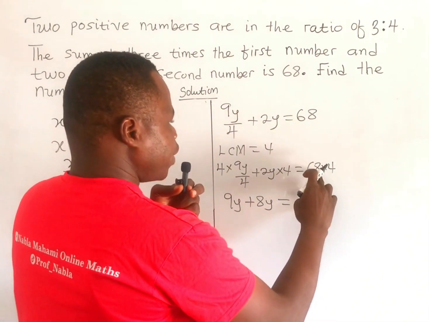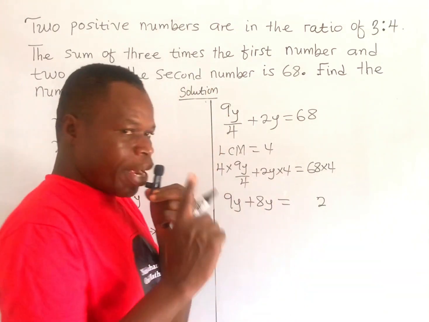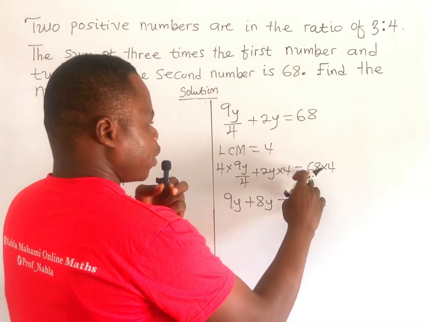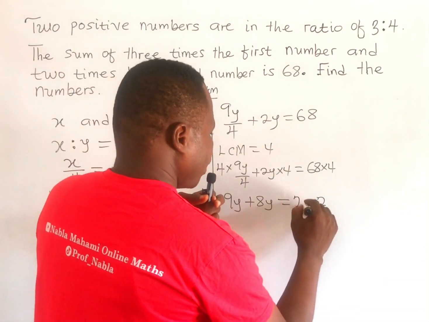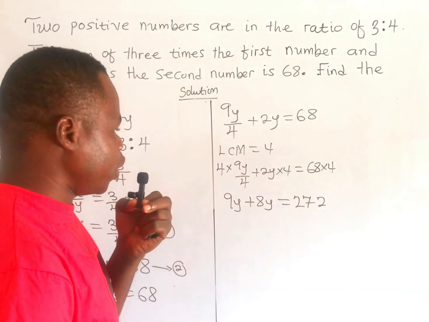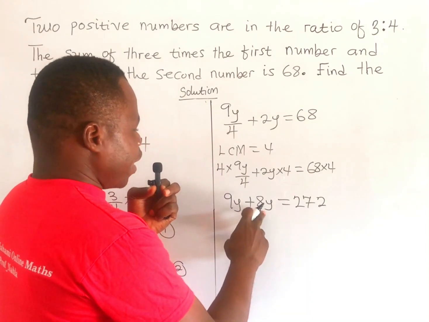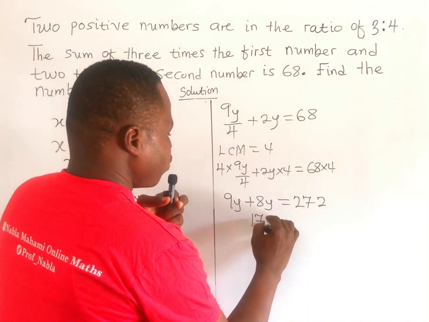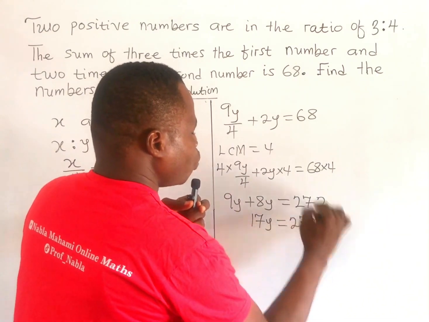Say 4 times 8 is 32. I will put 2, remainder 3. 4 times 6 is 24 plus the 3. That will be 27. That means that 68 times 4 is 272. 9y plus 8y, it will be 17y, which is equal to 272.